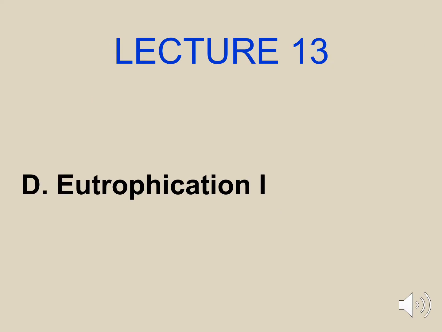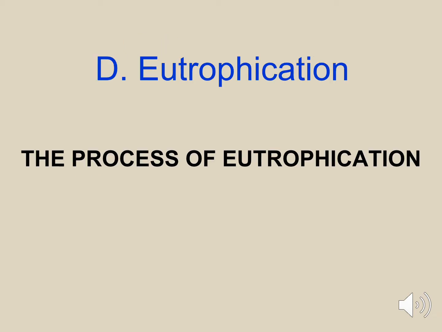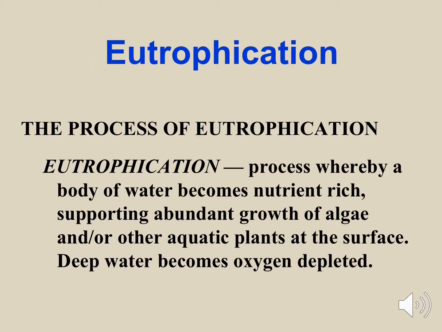Eutrophication is a very important process that has a big impact on surface water quality. Technically, we can define this process as a process where a stagnant body of water, so we're talking about a lake, a pond, or a very slow-moving stream or water behind a reservoir, becomes nutrient-rich.